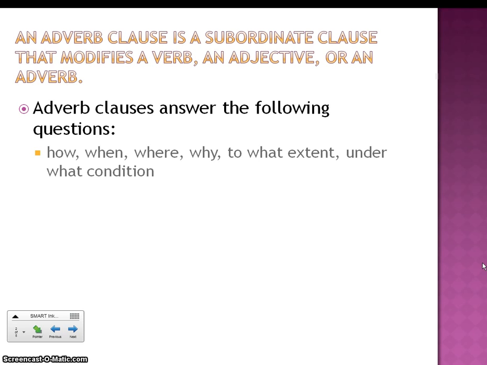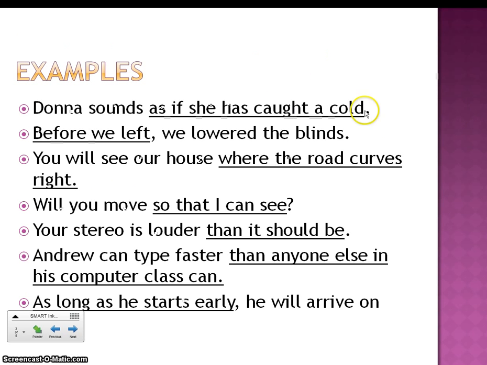That's a new one. This first set of lists here, how, when, where, why, to what extent, you're already familiar with those questions from when we talked about adverbs. This under what condition is a new question just for adverb clauses. Some examples. Donna sounds as if she has caught a cold. This tells me how she sounds.